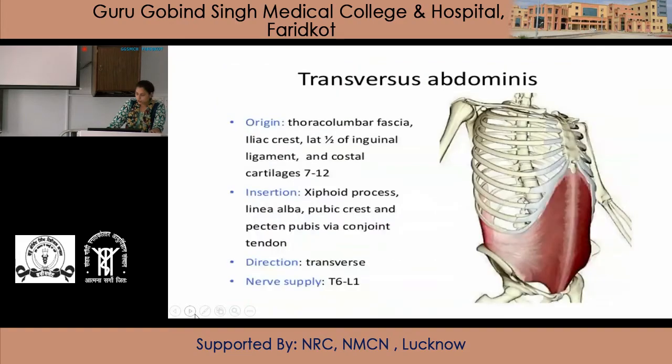So here is the transversus abdominis muscle, which arises from the thoracolumbar fascia, iliac crest, lateral half of the inguinal ligament and costal cartilages, and inserts into the xiphoid process, linea alba, pubic crest, pecten pubis and conjoint tendon. The direction is transverse, and the nerve supply is by T6 to L1. These are the directions of the fibers of the transversus abdominis muscle.